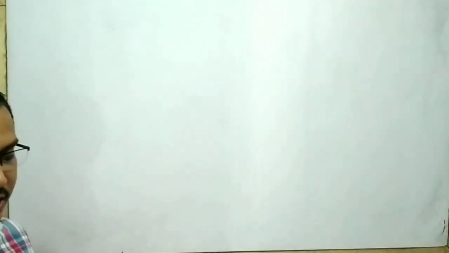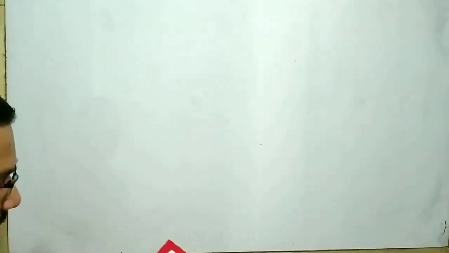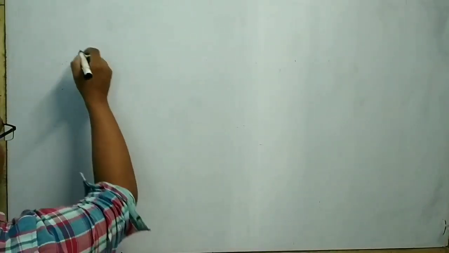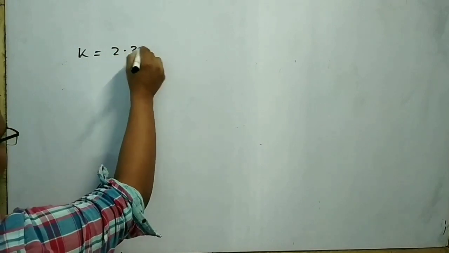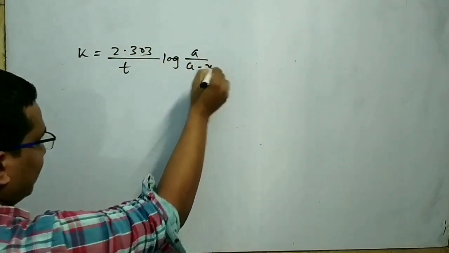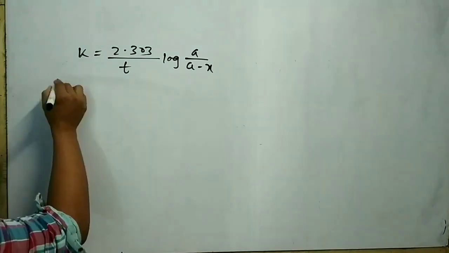Next question is: 75% of a first order reaction completed in 32 minutes. 50% of reaction will be completed in how many minutes? That means how much time you need to complete 50% of that reaction. We know that K is equal to 2.303 divided by T log of A by A minus X. This is the equation for rate constant for a first order reaction.